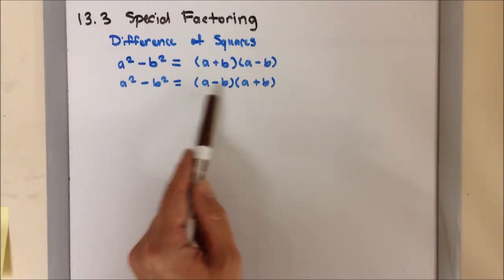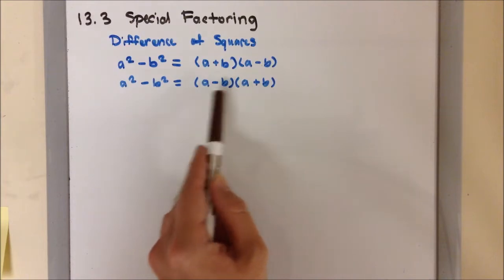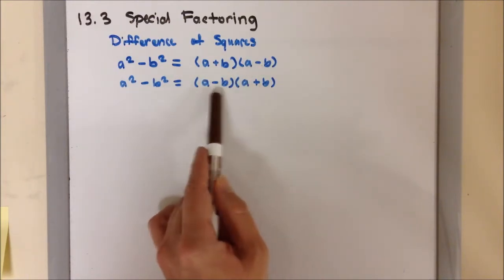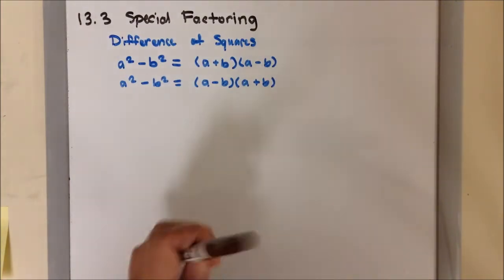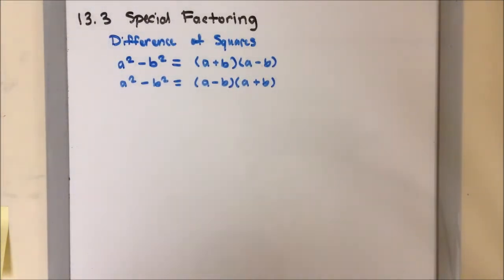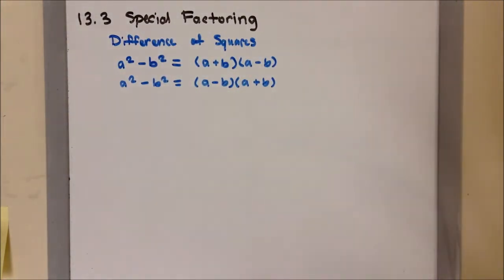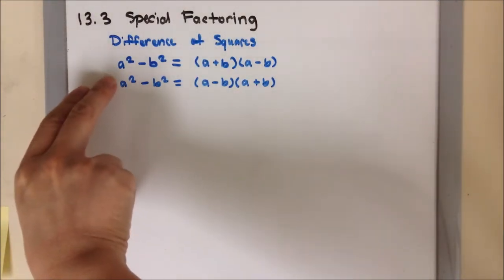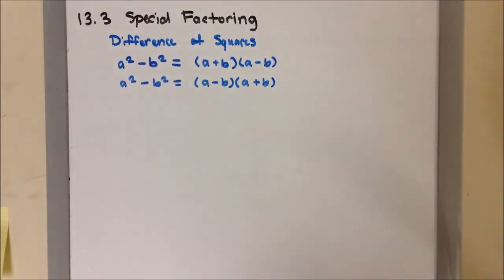As long as it's a perfect square, then your answer will be in these two factors where it's going to be opposite sign, but same A and same B. So make sure you follow these two forms if you come across these right here, two perfect squares with the minus in the middle.